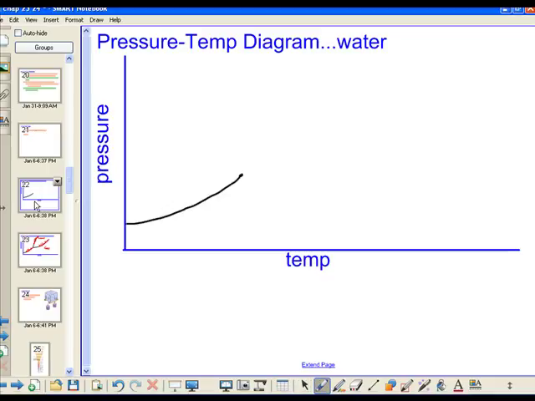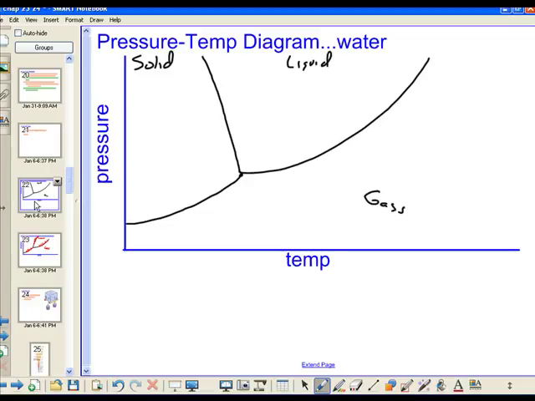Now water, these two lines are the same for water. Water will act like anything else. If I take gaseous water and I put it under pressure, it's going to become a liquid. But the difference comes in this third line. It goes up and to the left. So we have our solid, liquid, and gas regions.